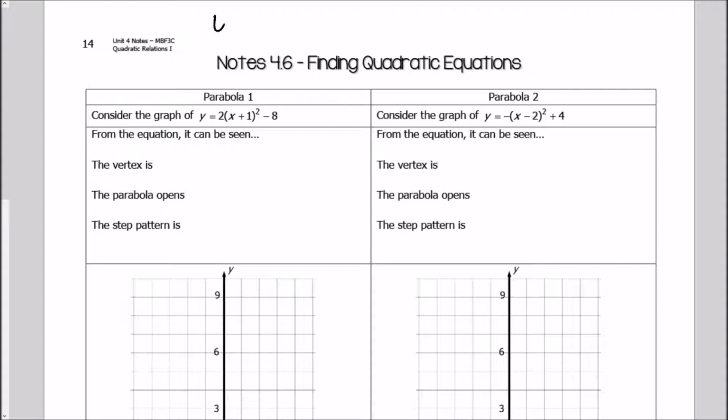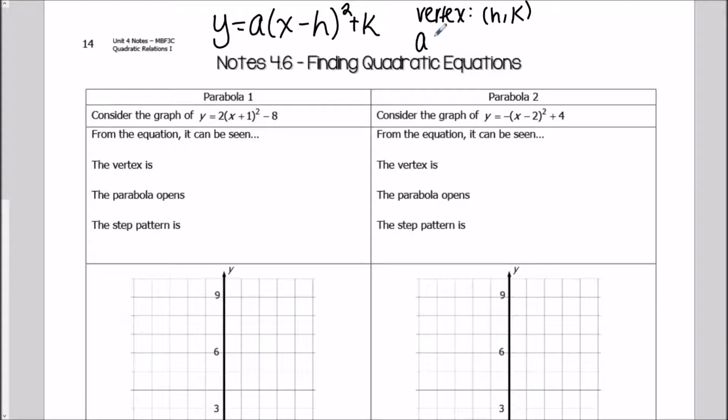Now, let's write ourselves a reminder of what the equation is for a parabola in vertex form. So it's y equals a times x minus h squared plus k. And let's also remind ourselves that the vertex is going to be h comma k, and that the a value will help us to find our step pattern. So our step pattern is going to be 1a, 3a, 5a, 7a, so on and so forth, 9a, all of that kind of stuff.